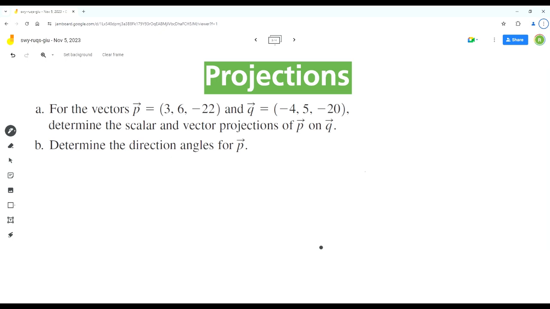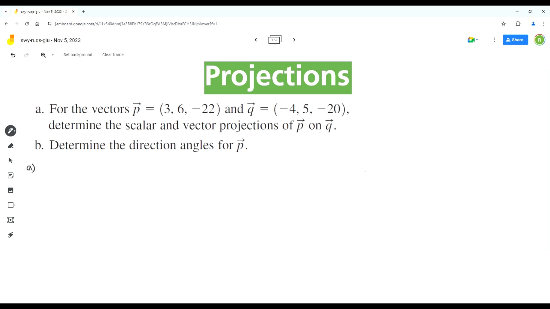So in this video, we'll solve this problem using the concept of projections. As per part A, for the vectors P and Q, determine the scalar and vector projections of P on Q. So let's start with part A.